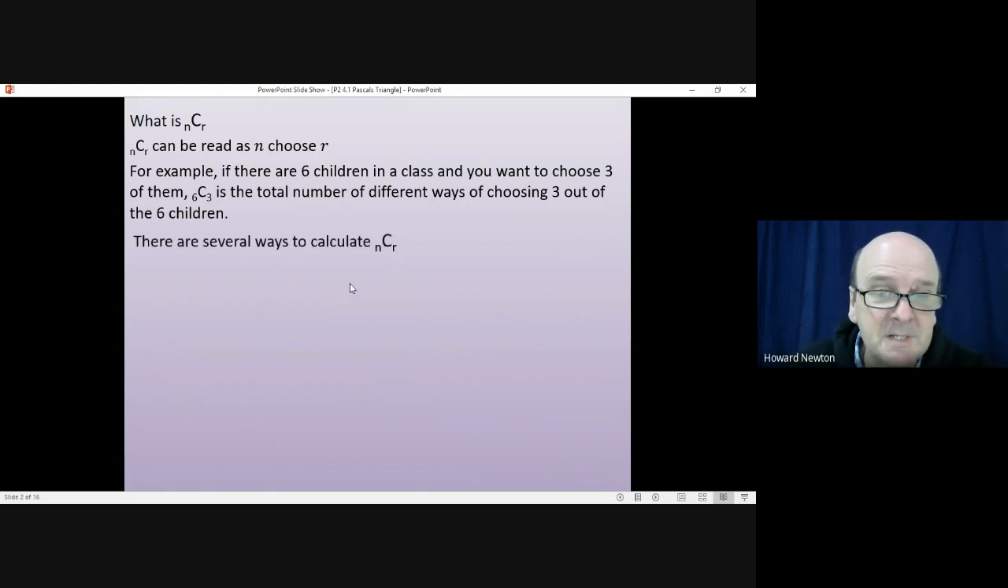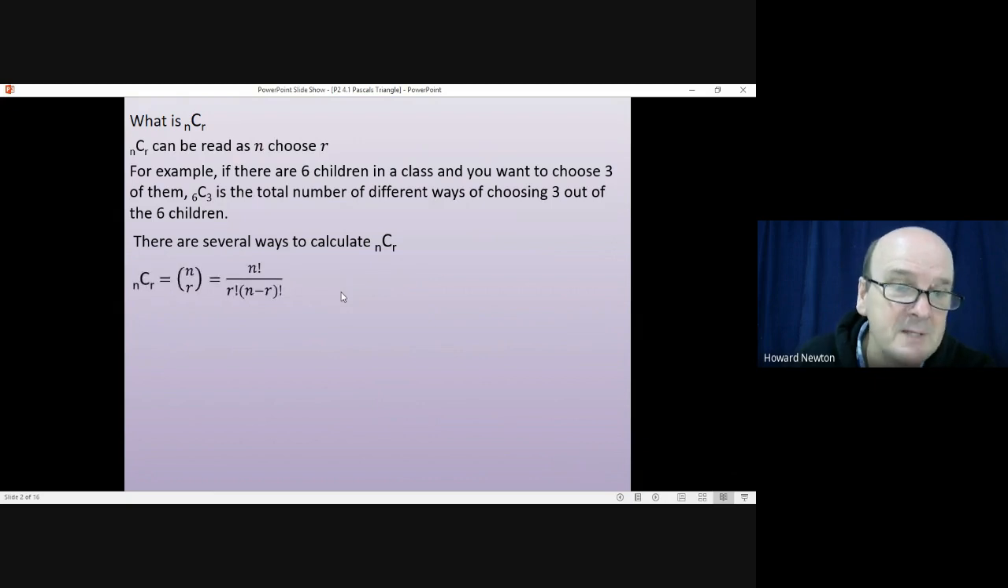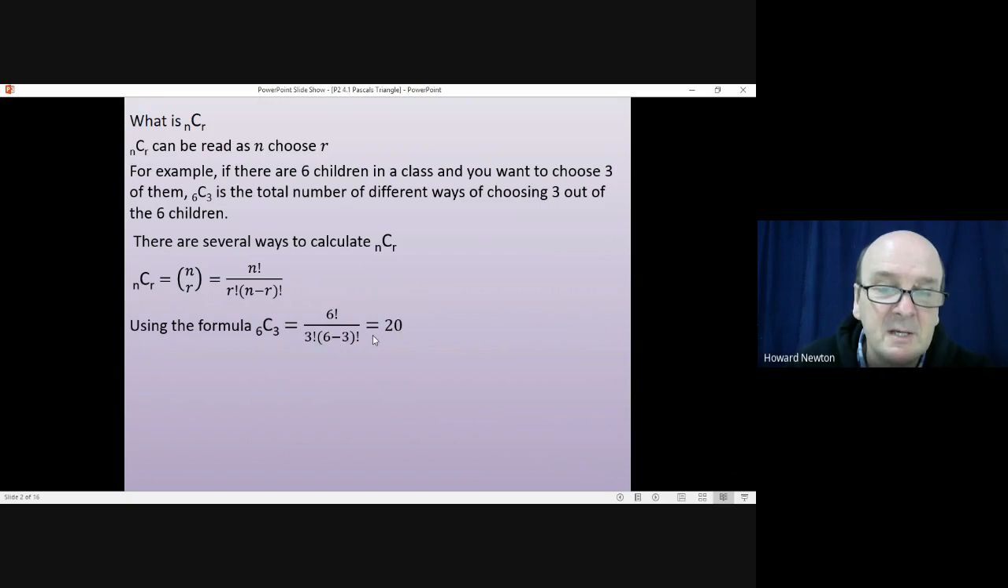Well, there are several different ways to calculate nCr. The formula for nCr, which is sometimes written like that, and sometimes written as a vertical bracket, n over r, means the same thing. It's equal to n factorial divided by r factorial times (n minus r) factorial. So using the formula, 6 choose 3 would be 6 factorial divided by 3 factorial times (6 minus 3) factorial. Put all of that in the calculator and you get 20. So that's saying there'd be 20 different ways of choosing 3 children out of a group of 6 children.